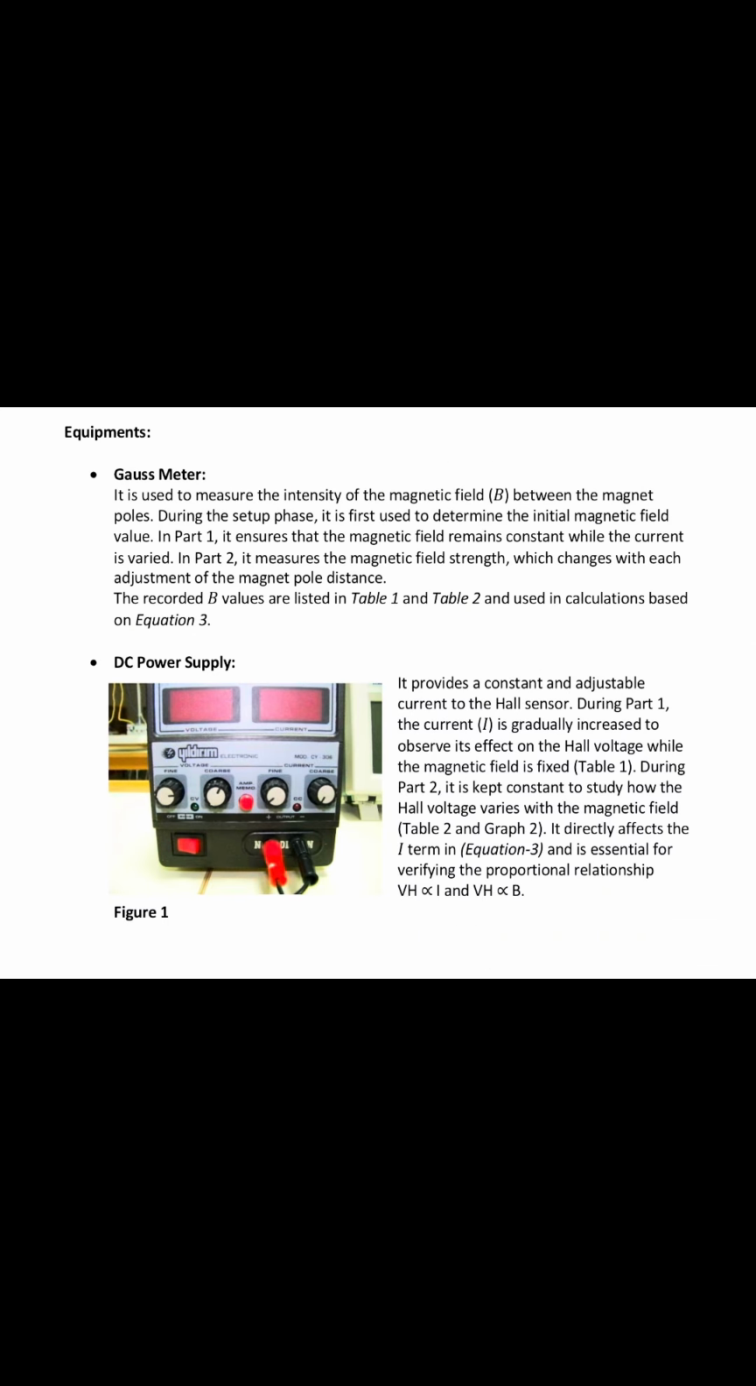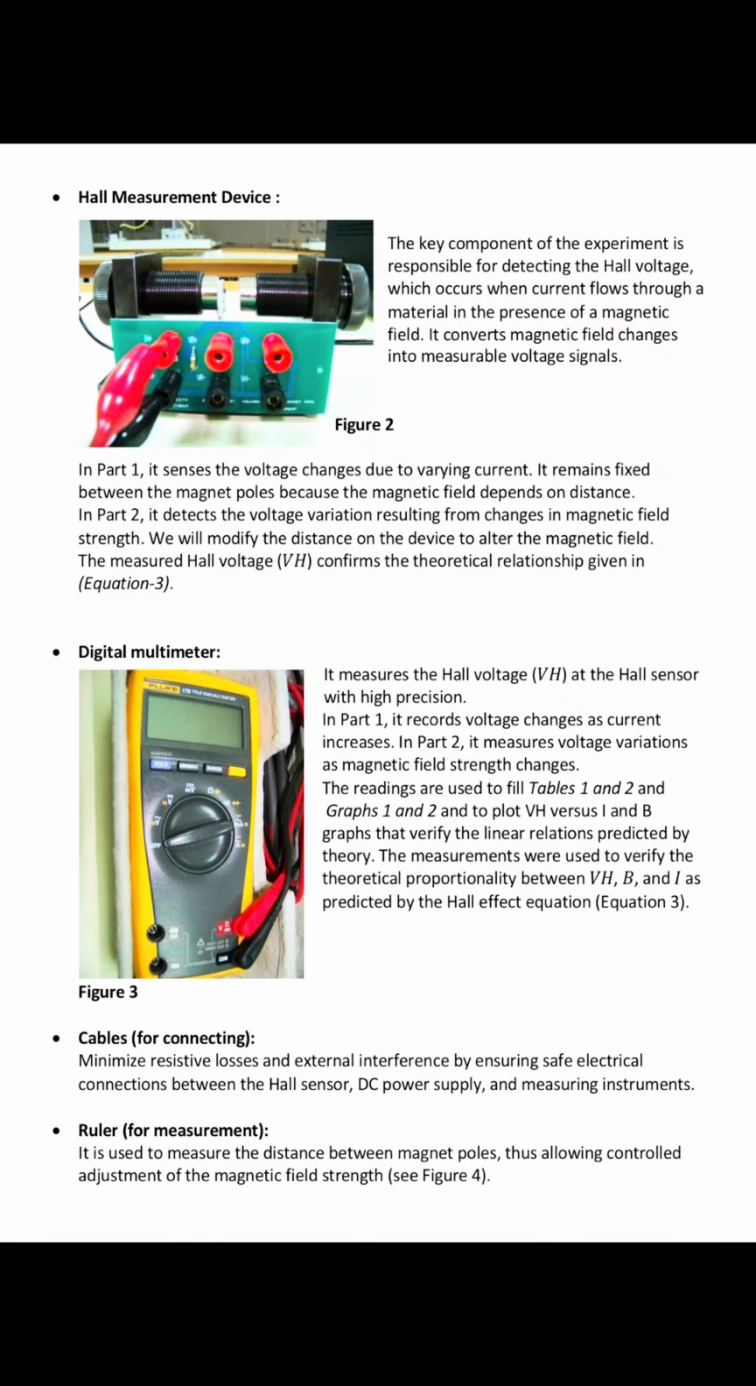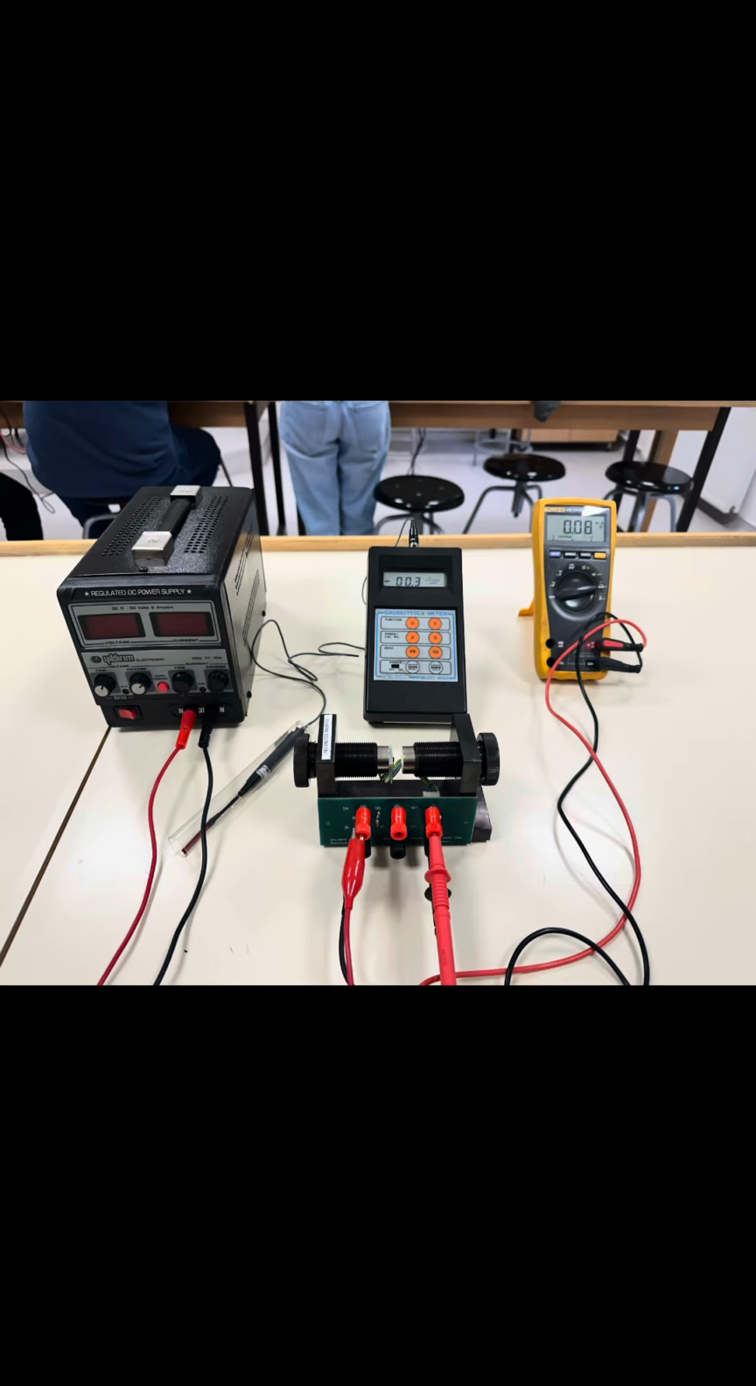In my experiment, I studied this voltage under two separate conditions. In part 1, I changed the current while keeping the magnetic field constant. In part 2, I kept the current constant and changed the magnetic field by adjusting the distance between the magnet poles. This experiment was carried out using a Hall sensor, a gasometer, a DC power supply, a digital multimeter, and a Hall measurement device. And this is my experimental setup.